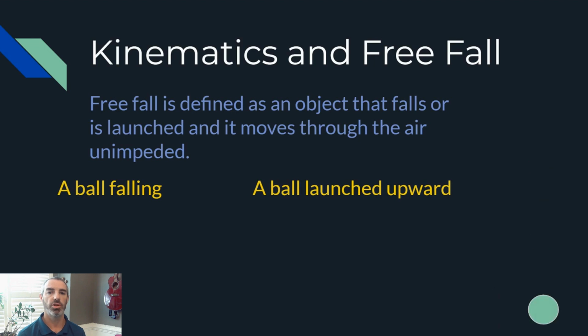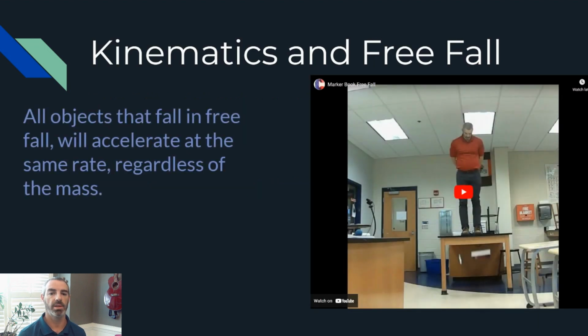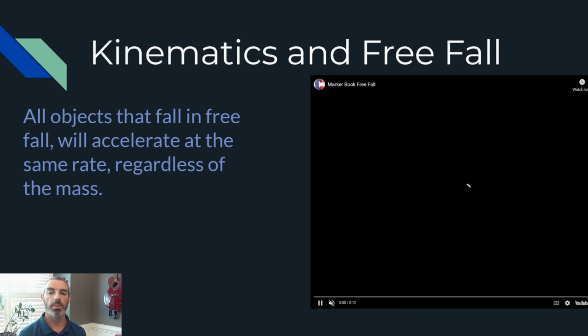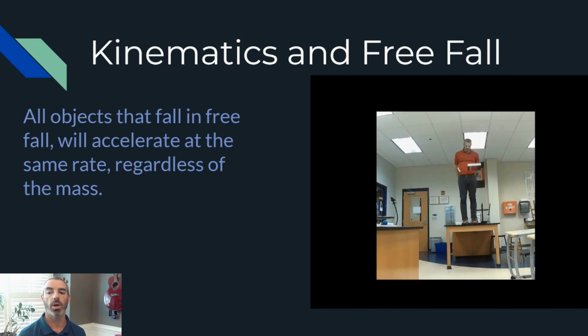So we're going to look at a situation of two objects being dropped from the same height. These objects are going to accelerate at the same rate, even though they have different masses. Here's a textbook and a marker falling through the air towards the floor, and you can see at each frame they're next to each other and hit the floor at the exact same time.